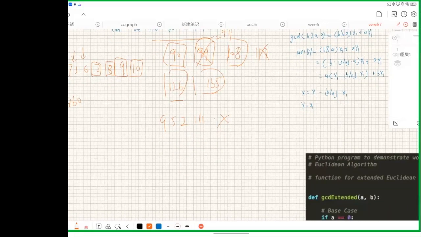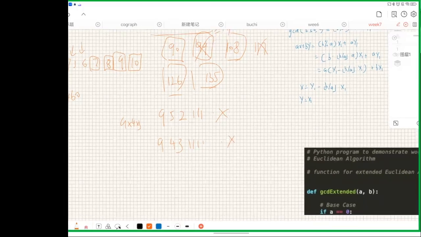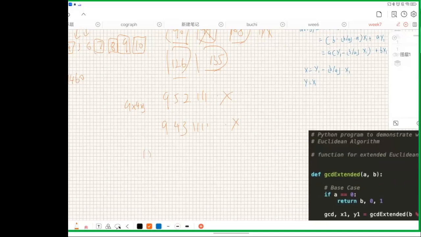For 108, 108 is 943, right? Because it's 9 times 4 times 3. So 943 and 1, 1, 1, 1, 1. And we check the sum is still not true. And similarly, we check 126 and 135. All these calculations are really easy, and you can find that both of them are not true.